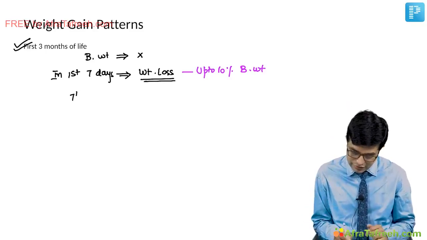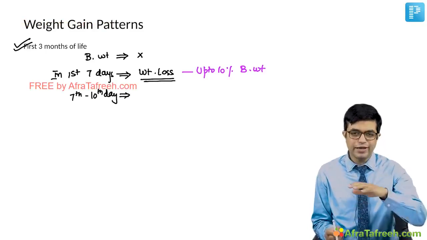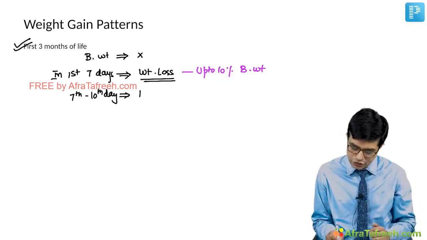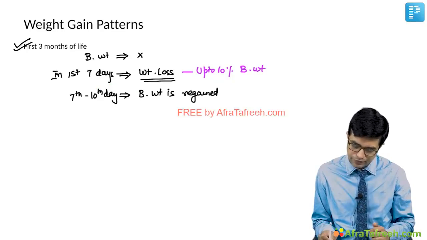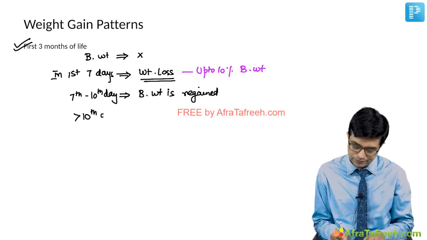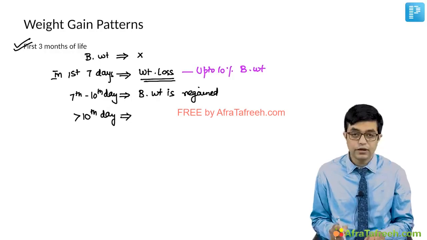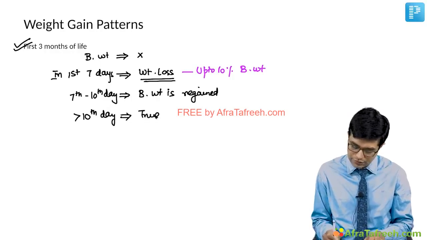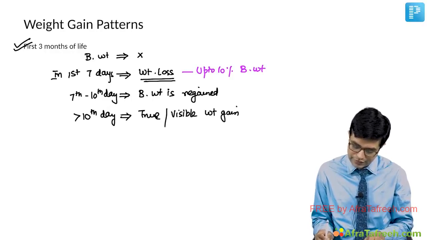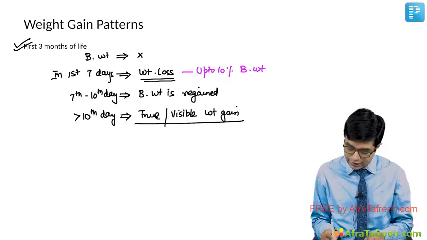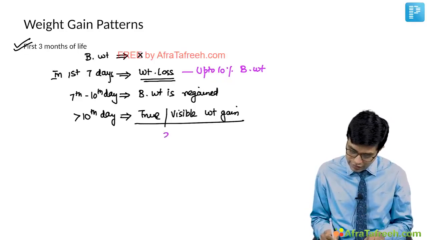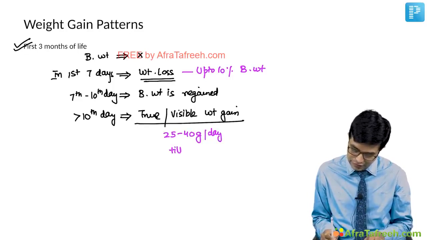Between 7th to 10th day, the weight gain becomes predominant, and so the birth weight is regained. And beyond 10th day, true or visible weight gain is seen. And what is the true or visible weight gain? The true or visible weight gain is 25 to 40 grams per day till 3 months of age.